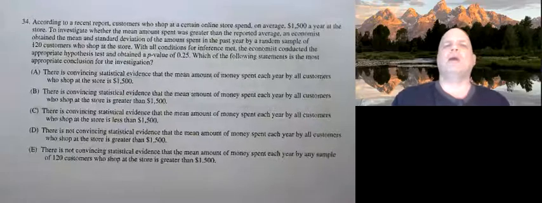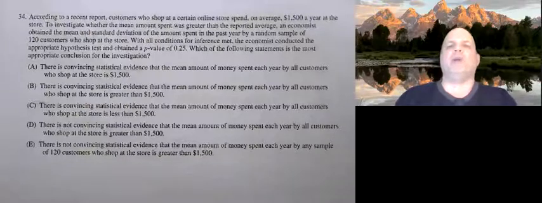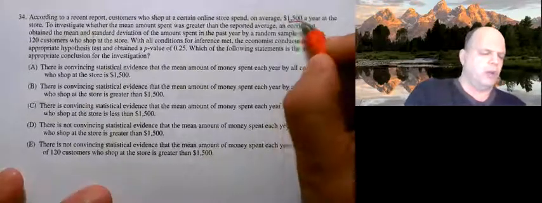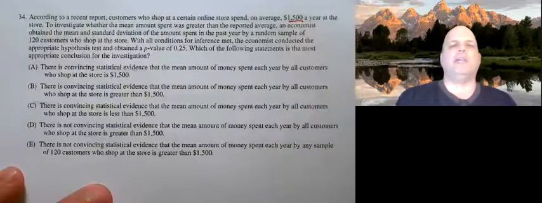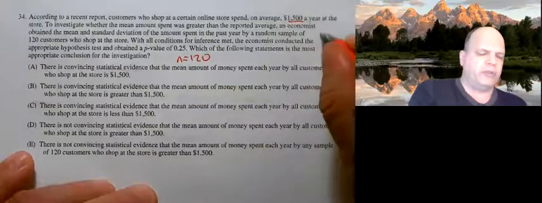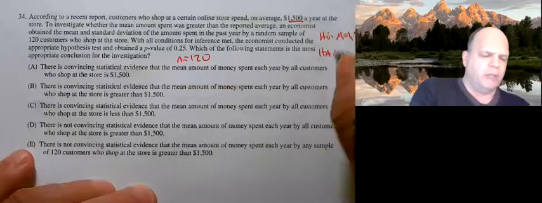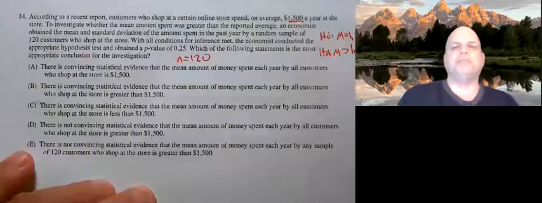All right, moving on to problem 34. According to a recent report, customers who shop at a certain online store spend an average of $1,500 a year at the store. To investigate whether the mean amount spent was greater than the reported average, an economist obtained the mean and standard deviation of the amount spent in the past year by a random sample of 120 customers. So basically we have n equals 120. We have a null hypothesis that mu is 1,500. And the alternative is mu is greater than 1,500.